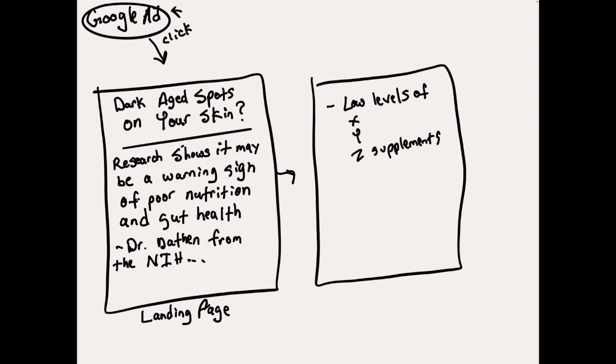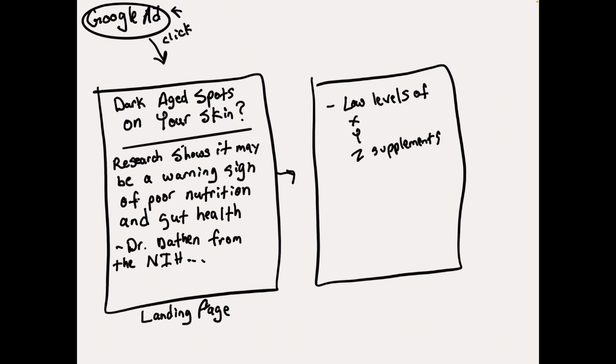It's basically going to be like dark age spots on your skin, dark brown age spots on your skin, aged brown spots on your skin. I'm going to be doing different variations of exactly what they put in the keyword, so I can maximally draw their attention. Again, because we're targeting people that have a genuine problem and they may be desperate to fix it. You don't really have to be that creative with the ads.